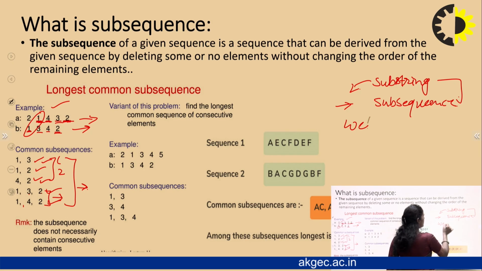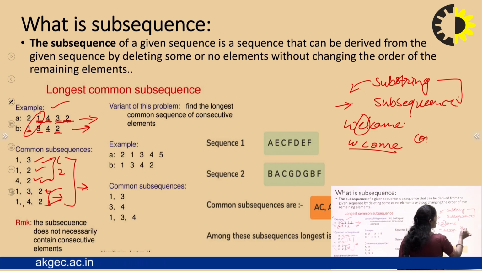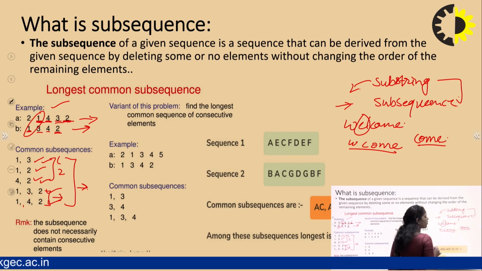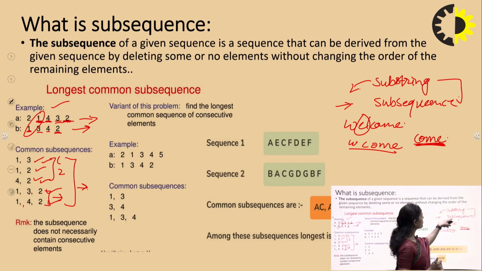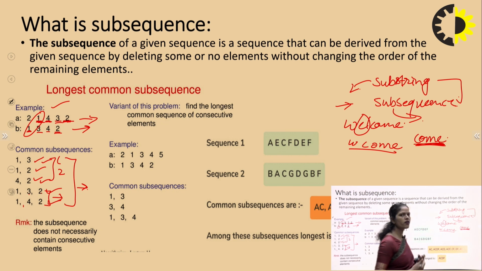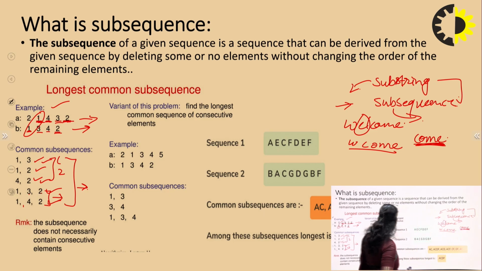Just for example, welcome. If I am talking about WCOME, this is not a substring because it is not in a consecutive manner. But COME is a substring of welcome because it is consecutive. But a subsequence is not necessarily consecutive, whatever common sequences you get do not need to be consecutive. This is the basic difference, right?